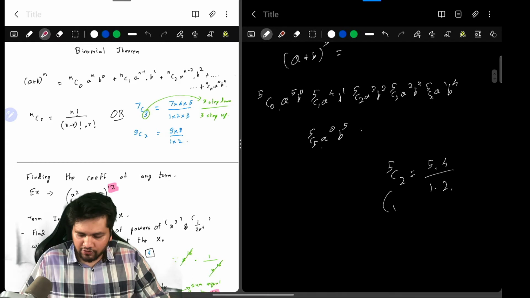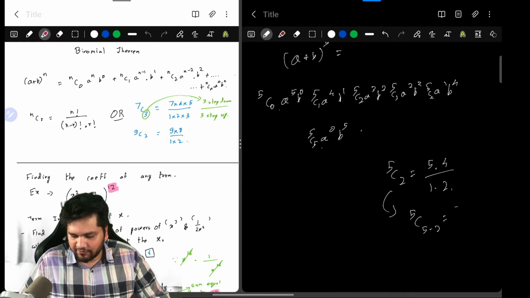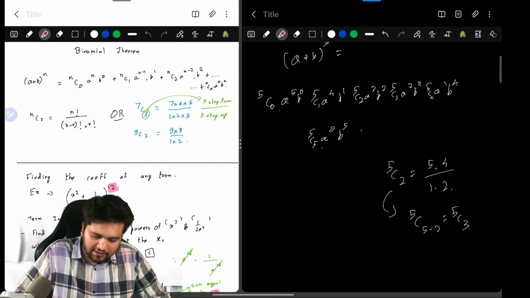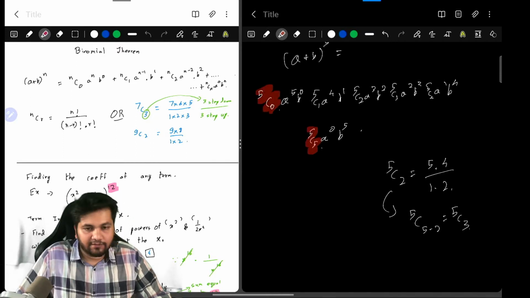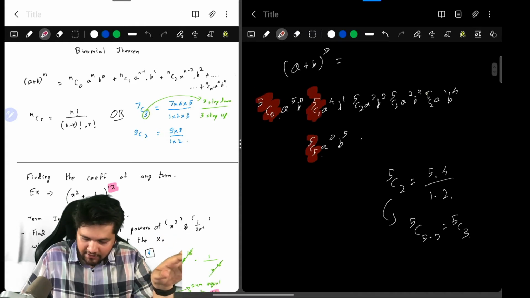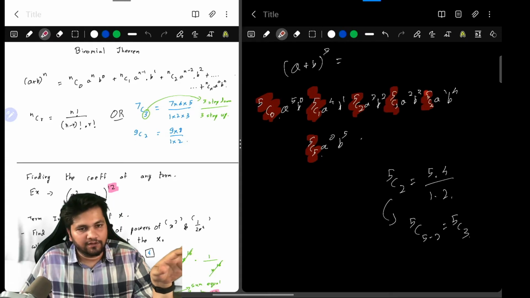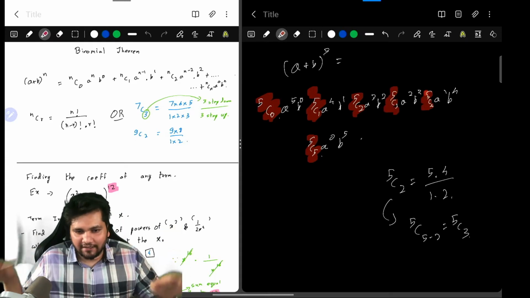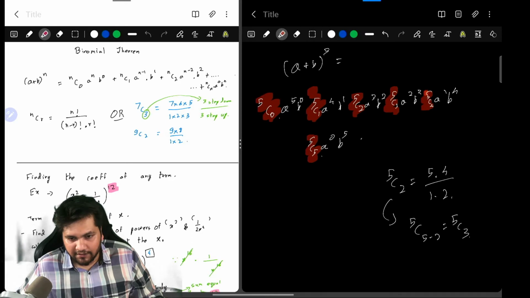Second thing, also 5C2 is also equal to 5C(5 minus 2), which is nothing but 5C3. So here, as you can see, 5C0 and 5C5 will be equal. 5 minus 0, 5 minus 5, that thing. 5C1 and 5C4 is equal, and 5C2, 5C3 are going to be equal. So that's why we get a Pascal triangle, but it's not important, that Pascal triangle thing.